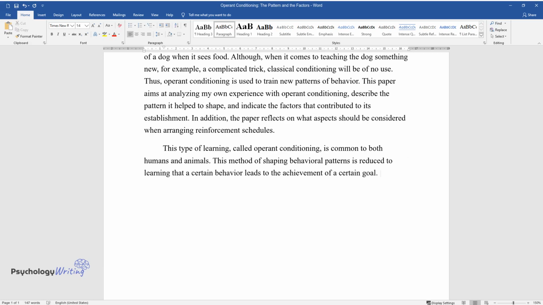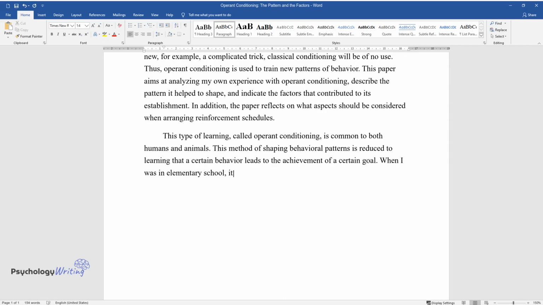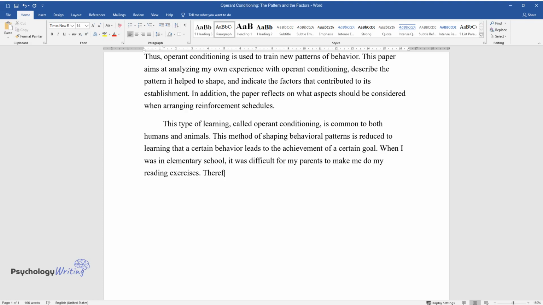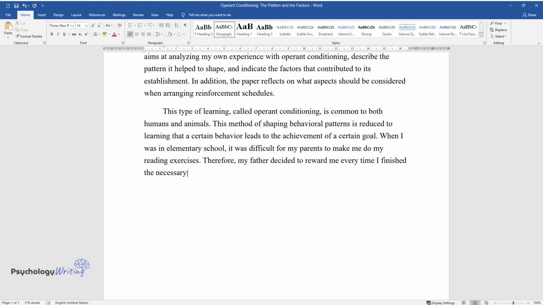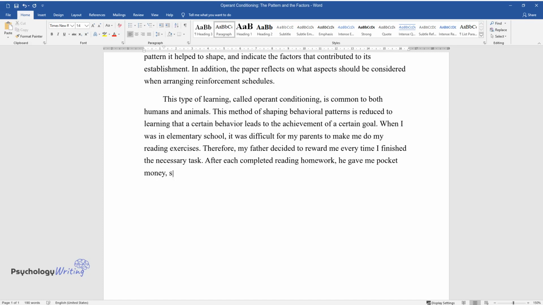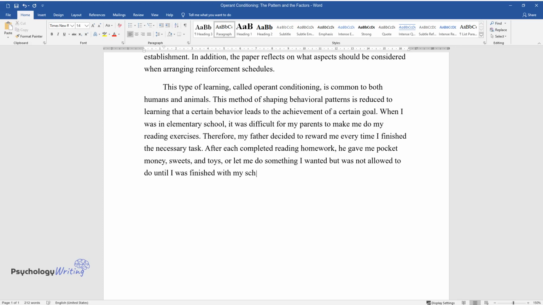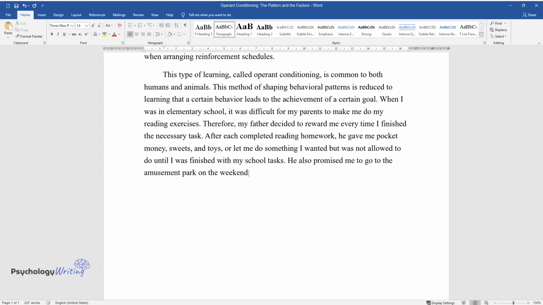When I was in elementary school, it was difficult for my parents to make me do my reading exercises. Therefore, my father decided to reward me every time I finished the necessary task. After each completed reading homework, he gave me pocket money, sweets, and toys, or let me do something I wanted but was not allowed to do until I was finished with my school tasks. He also promised me to go to the amusement park on the weekend or do any other exciting activities.